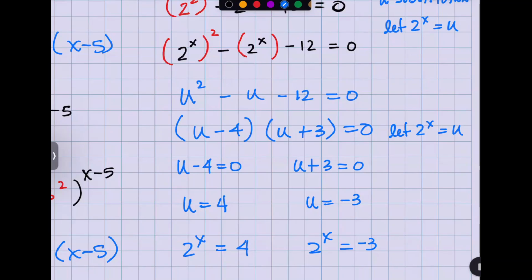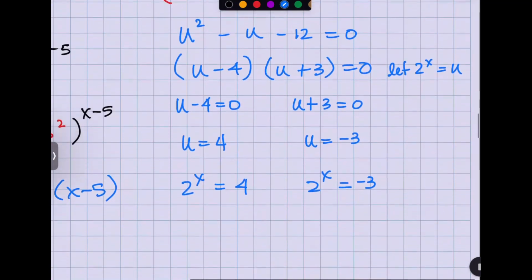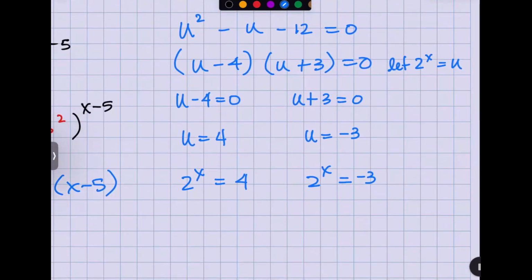Can they both work? Two raised to what power gives me negative 3? Good luck. 2 raised to any power, can I get a negative number? No. But I know that 2 squared gives me 4, doesn't it?